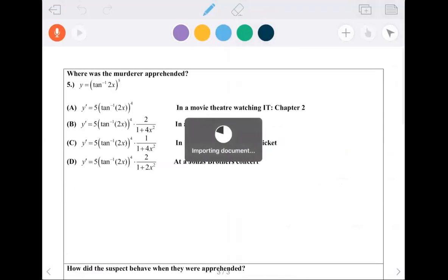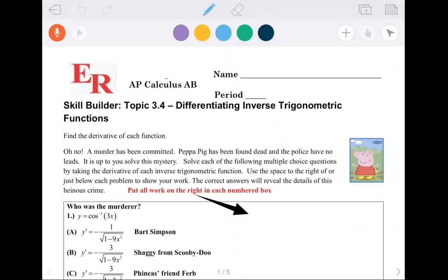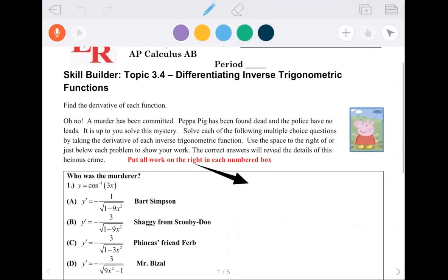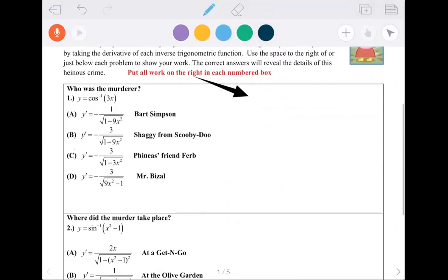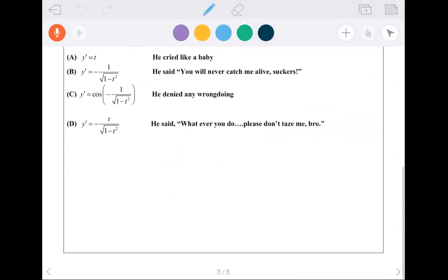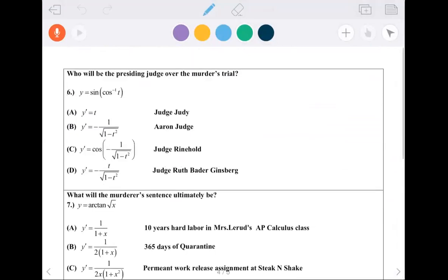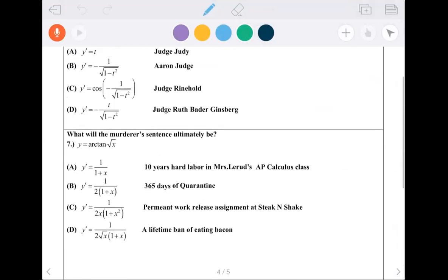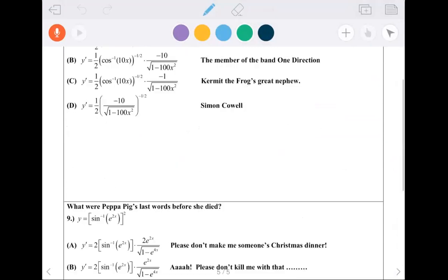Differentiating inverse trig functions. So a murder's been committed. This is Peppa Pig. She's been found dead. We have no leads. You're going to solve the mystery, and then you're going to write me a little blurb at the end on who was the murderer. So your final answer in the final answer box down here where it says, what are the deets, meaning what are the details, your final answer is, that's number 7.